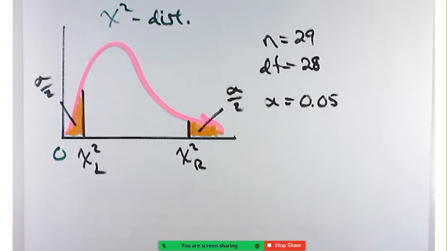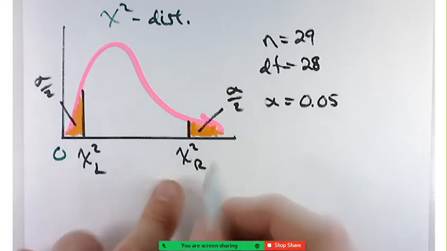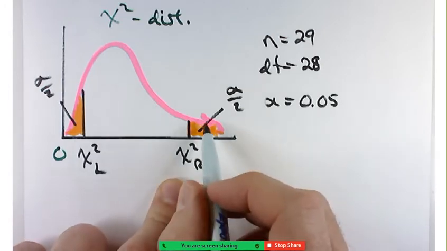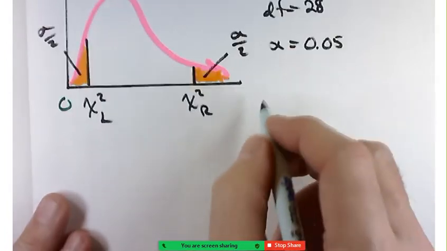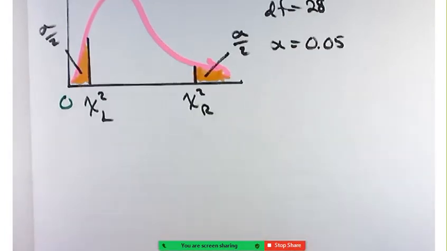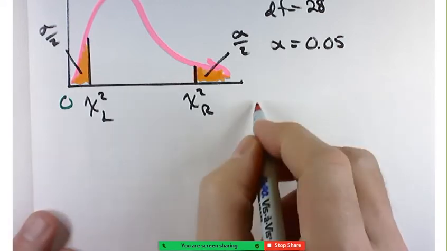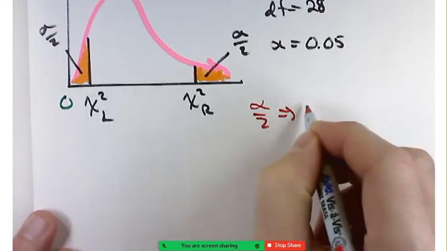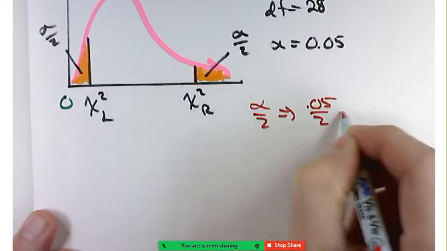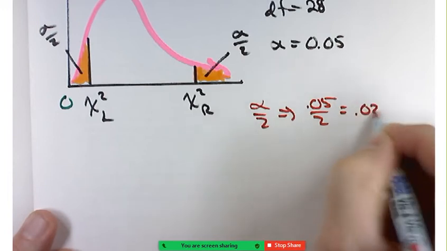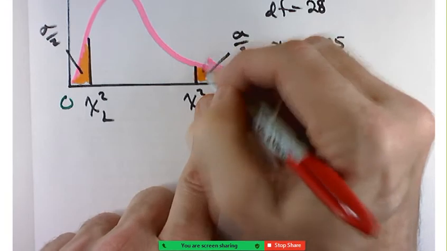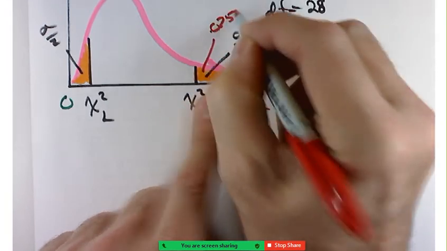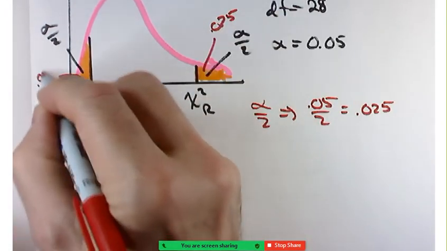Now, I need to find the point in this distribution with alpha over 2 of the area in the right tail. So let's figure out what alpha over 2 is for us here. Alpha over 2 is 0.05 over 2, which is 0.025. That's the area in the right tail and the area in the left tail.